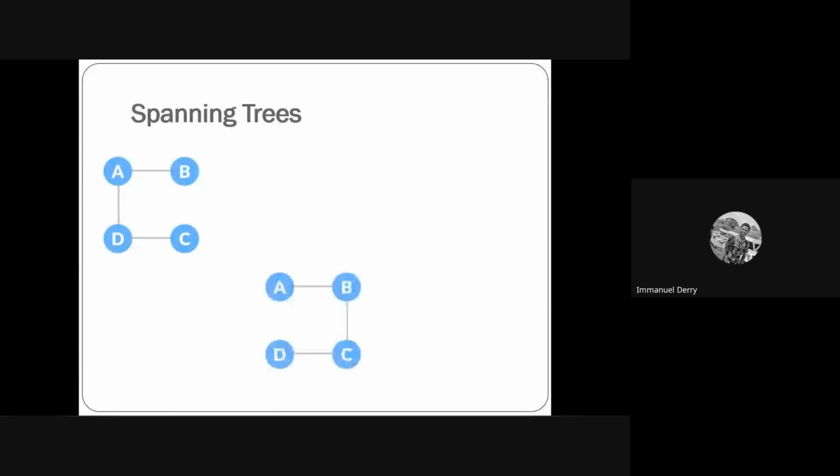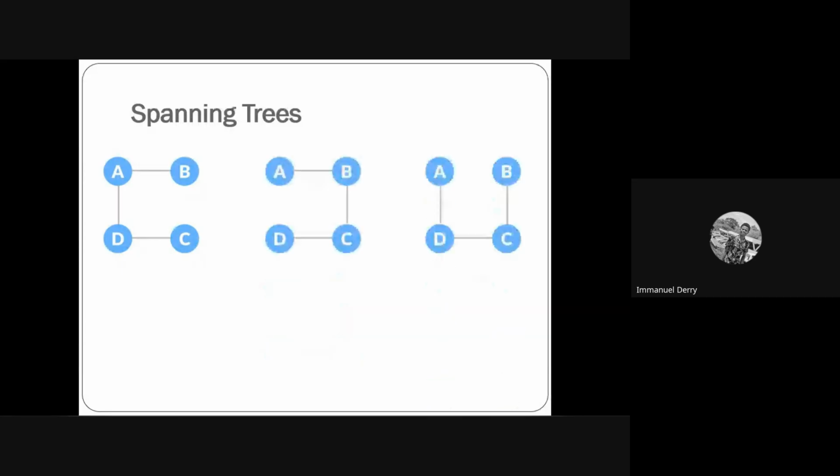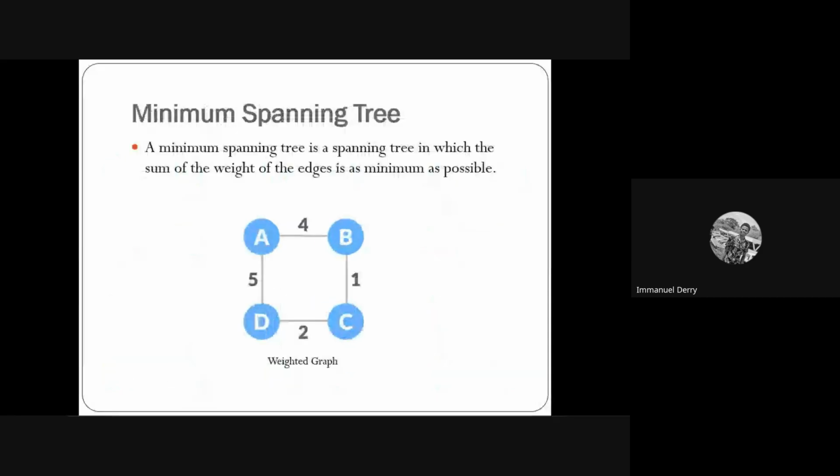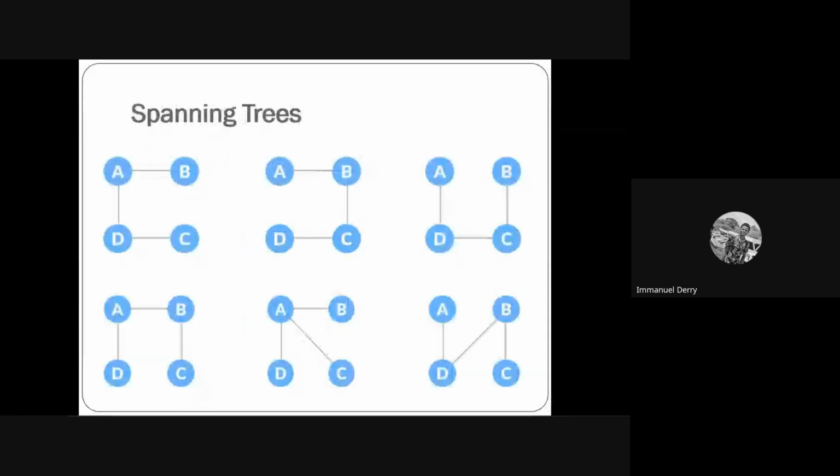So these are some examples of the spanning tree you can get from a previous graph. So we have 1, we have 2, we have 3, we have 4, we have 5, we have 6, and many others that we can get. These are just some examples that I just displayed. Please, are we clear?